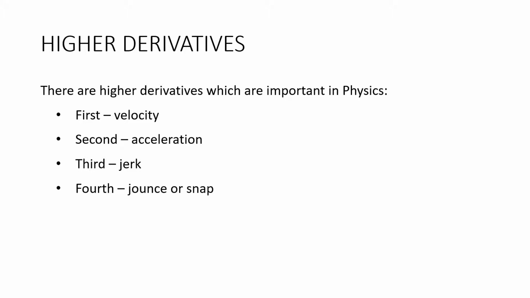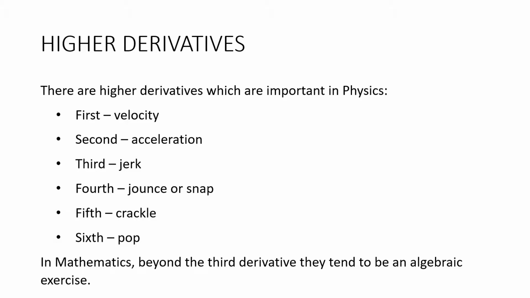Fourth derivative is called jounce or snap. Fifth derivative is called crackle. Sixth derivative is called pop, and there are names for the seventh and eighth derivatives as well. Now they're important in physics. I couldn't explain to you what on earth they mean. You'd have to go and look it up yourself. In mathematics, beyond the third derivative, we tend to just use them as an algebraic exercise, nothing more.